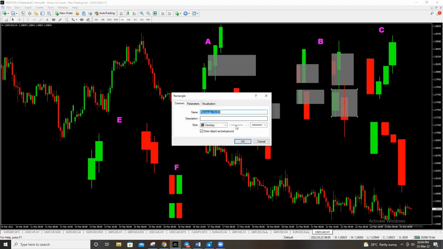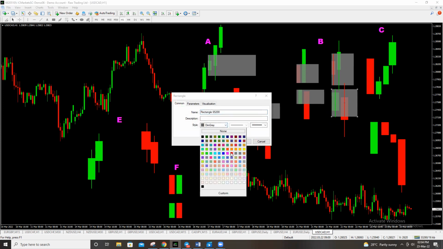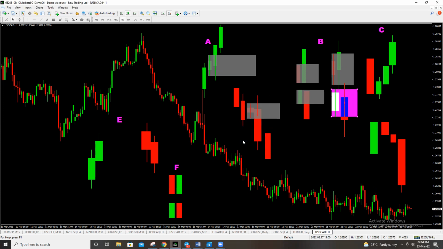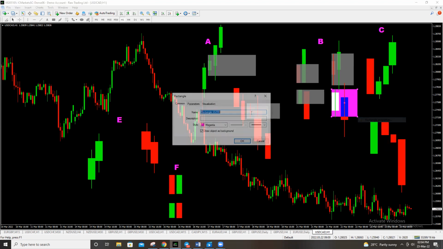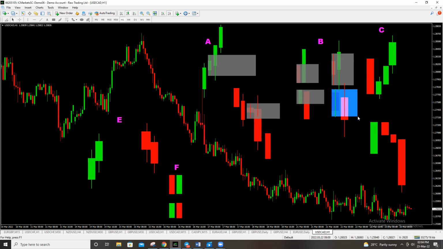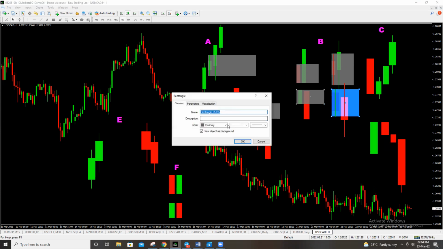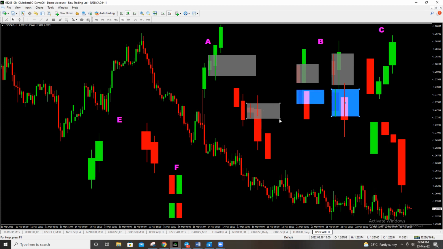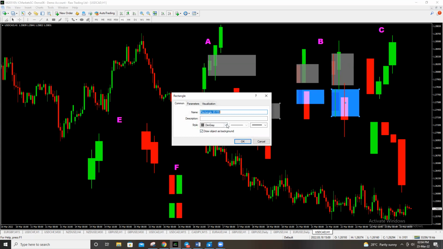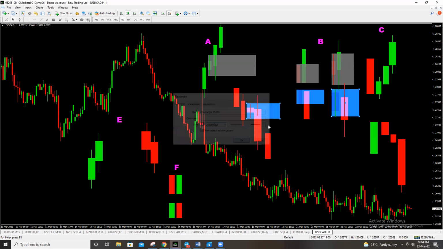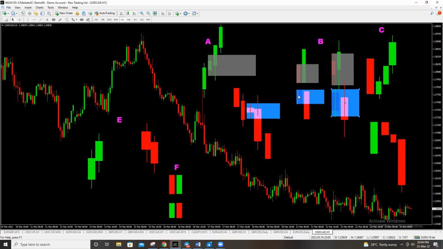Let me change colors. Let me change color. Let's see. Oh, no, that's too strong. Let's give it a blue. Yeah. So the sell ones are the ones that have the blue, and the gray ones will be the buy ones. Okay, so you're picking the candlestick that has been engulfed, not the engulfing candle. Very, very important.